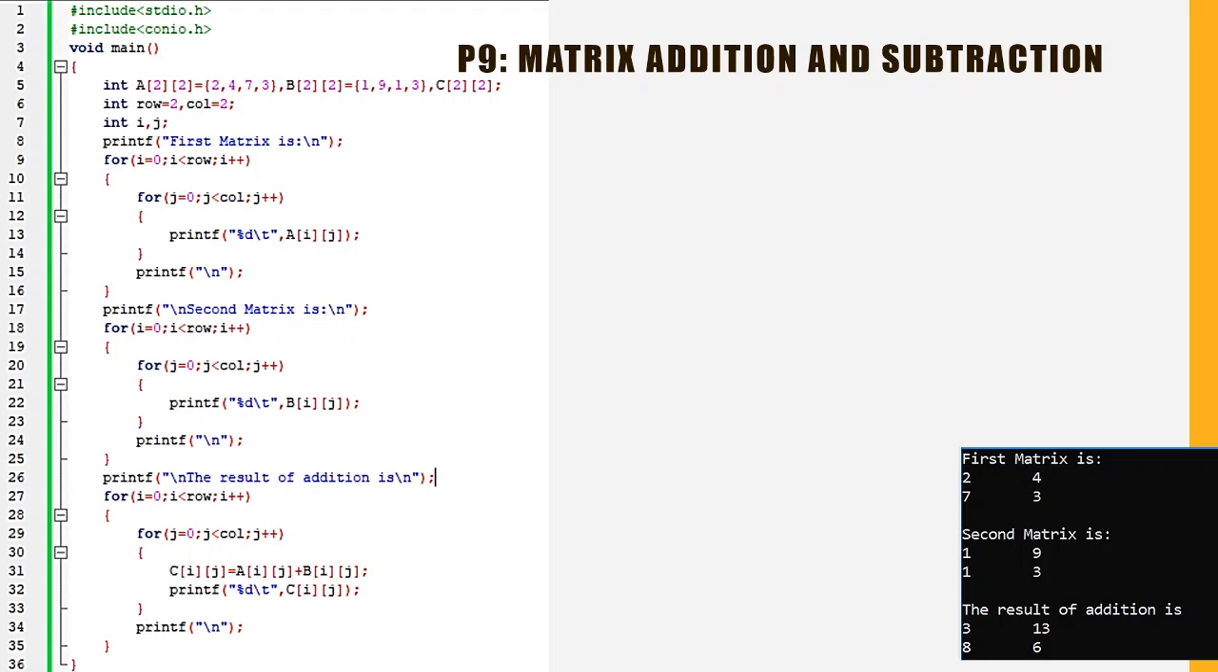Now you can see here, all of you know the logic for matrix addition and subtraction, right? You will have a matrix like this and a second matrix like this, and the result of addition is like this. You can simply do this as addition of corresponding elements, that is 2 plus 1, that would give you this 3, and 7 plus 1 will give you this addition. Fine, 4 plus 9 will give you this addition, and 3 plus 3 will give you this addition.